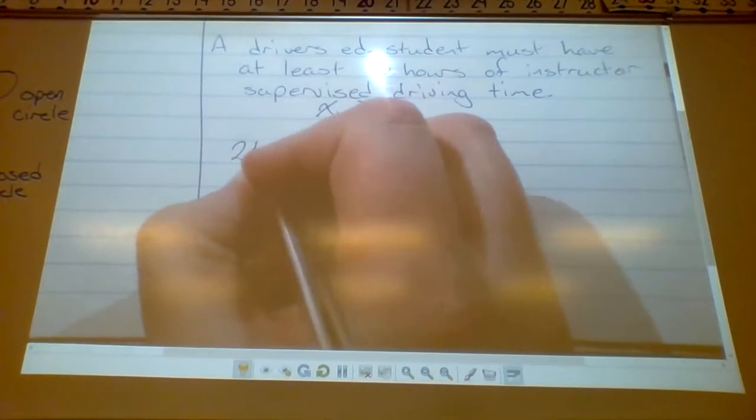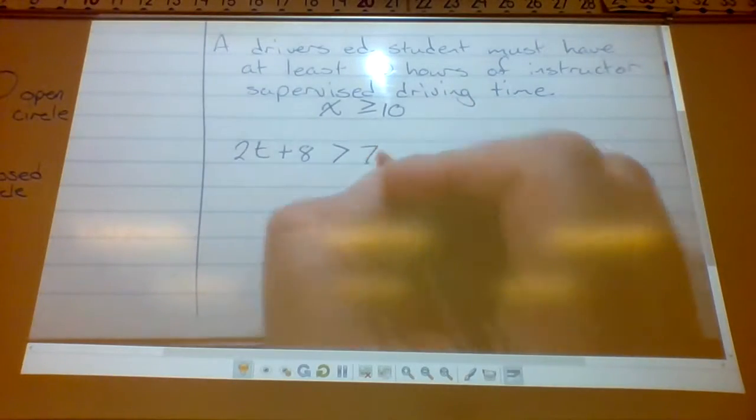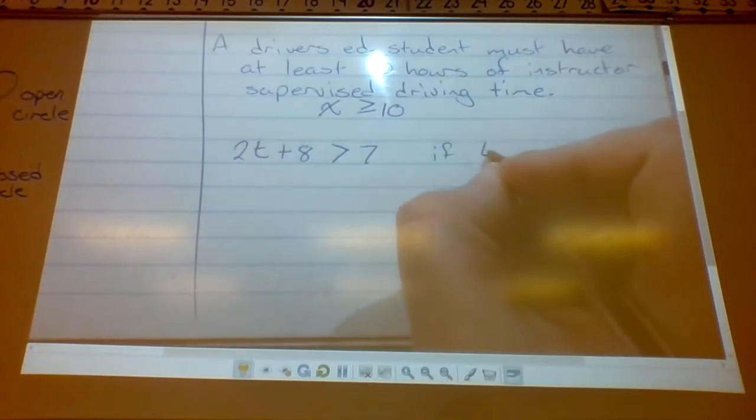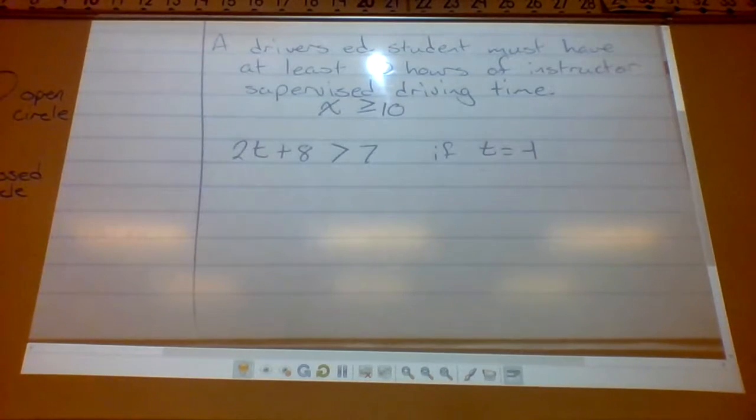2t plus 8 is greater than 7 if t equals -1. Is this true or false? We have to check. It's false. t equals -1. Alright, so let's see. It's false. What should t change to?